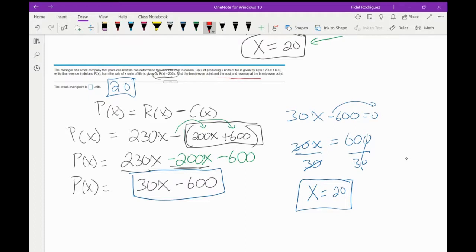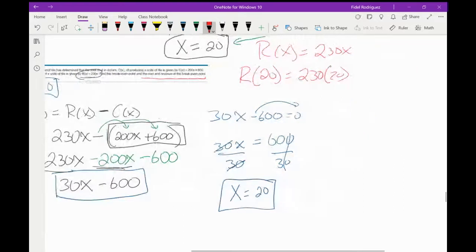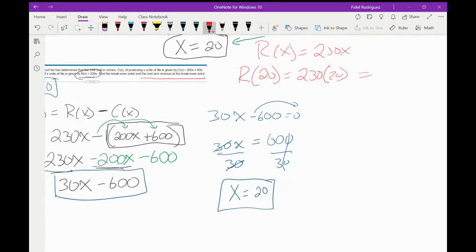Then the last part of the question says we want to find the cost and the revenue at that break-even point. So what does that mean I'm going to do? That means if I want to find the revenue, remember my revenue function R of x was 230x. So what we're going to do now is we're going to find R of 20. So we're going to take 230 times 20. I'm just going to do this on my calculator right here, y'all. Just on my phone right in front of me. 230 times 20. I'm coming up with 4,600. Okay.